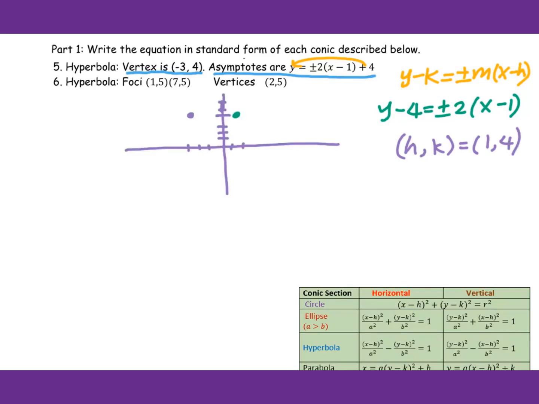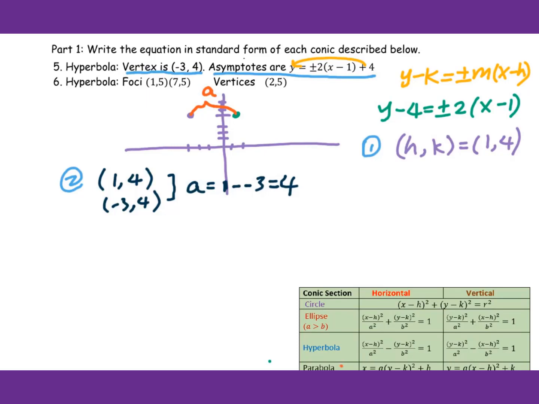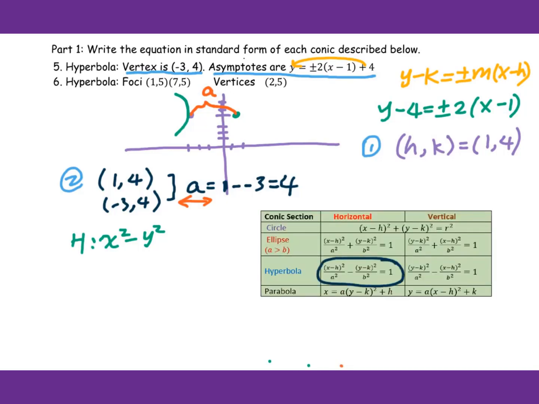So now we set up this coordinate plane, plot vertex and center. The first step, we got the center. Second step, the distance between center and vertex, that will be A. So we will get A equals 1 minus negative 3 equals 4. A is horizontal. In other words, this will be a horizontal hyperbola. Therefore, it's an x squared minus y squared pattern. So this will be the equation.